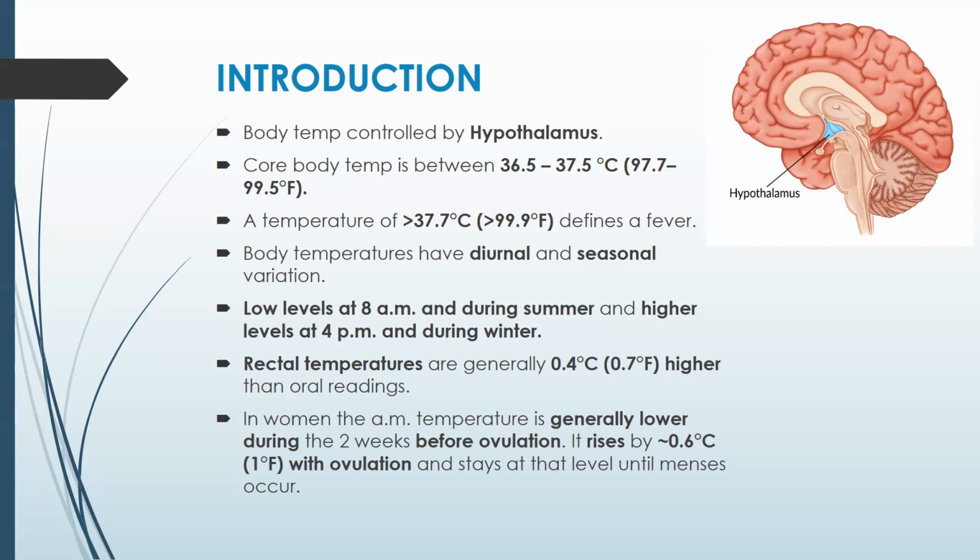You should also remember there are diurnal and seasonal variations in body temperature. Temperature can be very low during the morning and in summers, and very high around 4 p.m. and during winters. Rectal temperatures are usually higher than oral temperatures, about 0.7 degrees Fahrenheit higher. In women, there are temperature variations related to the menstrual cycle. Before ovulation the morning temperatures are on the lower side, and it rises by 1 degree Fahrenheit with ovulation and afterwards. This helps us know the physiological variations in temperature.